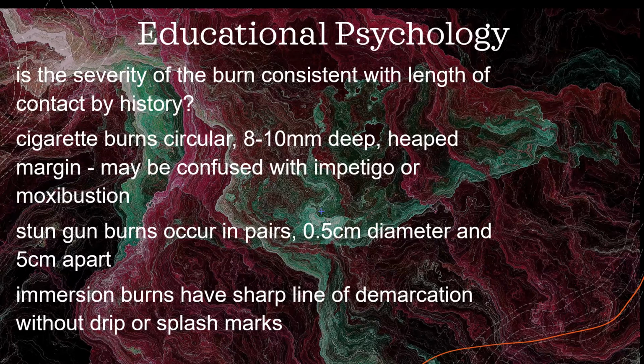Cigarette burns are circular, 8 to 10 millimeters, deep with a hip margin, and may be confused with impetigo or moxibustion. Stun gun burns occur in pairs, 0.5 centimeter in diameter and 5 centimeters apart. Immersion burns have a sharp line of demarcation without drip or splash marks.